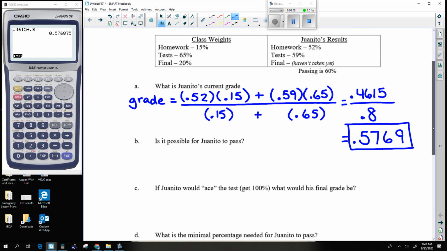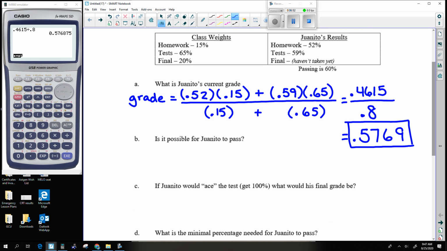Okay, is it possible for Juanito to pass? Right now, we're unable to actually answer that question. We can guess, but we don't have any mathematical evidence that we would be right or wrong or anything like that. What we need to do is we need to do question C, and then we can go ahead and answer question B.